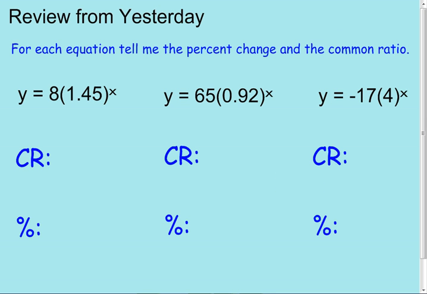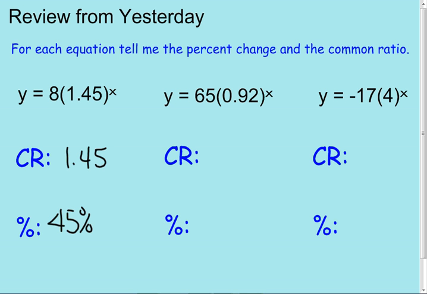Okay, let's look at the first one. What's the common ratio? Max? 1.45. Okay, now for the hard part. Is this decay or growth? Growth. It's growth. So what's the percent increase? 45. Okay. And it's usually pretty easy if it's 1 point something. If it's not, then it's harder.